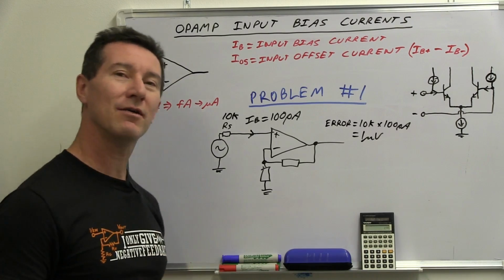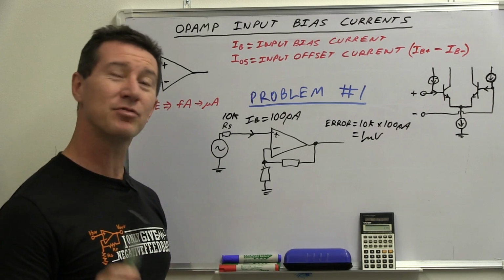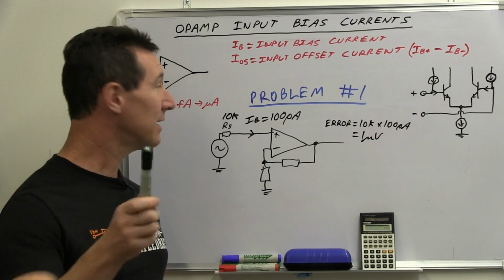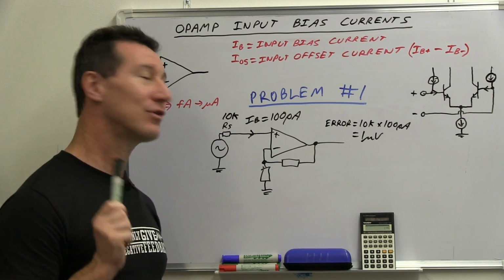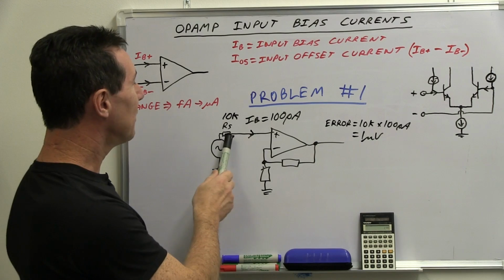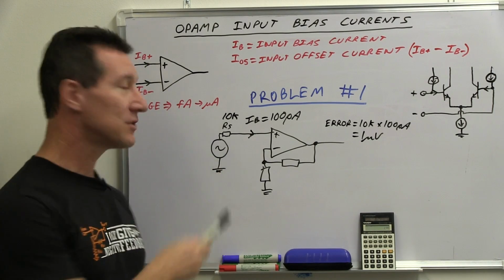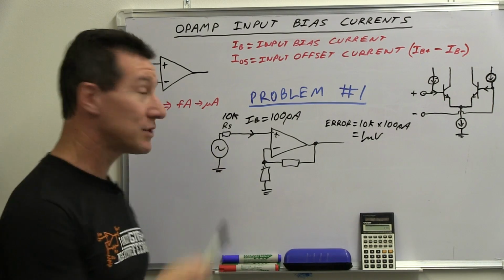Now, these bias currents can be a real pain in precision applications, and there's quite a few different ways it can screw you up. Let's take a look at the first problem, which is your source impedance, okay?